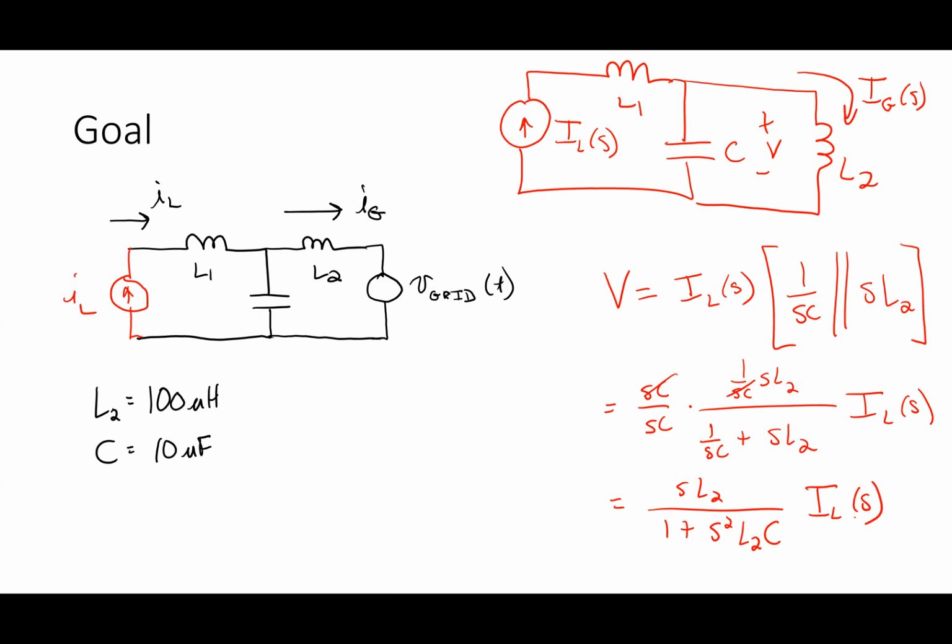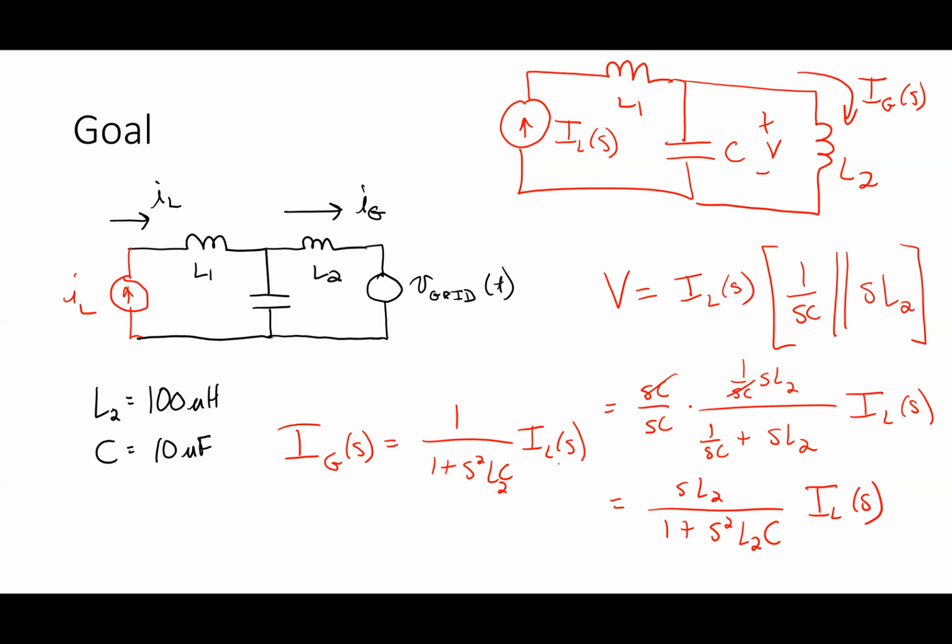Okay. All right. Have I gotten my transfer function yet? No, I figured out what the voltage was. What was I trying to find? The current in that L2, that IG, right? So basically IG of S. How do I get IG of S from the voltage I just figured out? Divide by that impedance, right? What is the impedance there in that branch? SL2, right? So I would divide by that. What I would end up with is 1 over 1 plus S squared L2C, times IL of S. That's my transfer function.